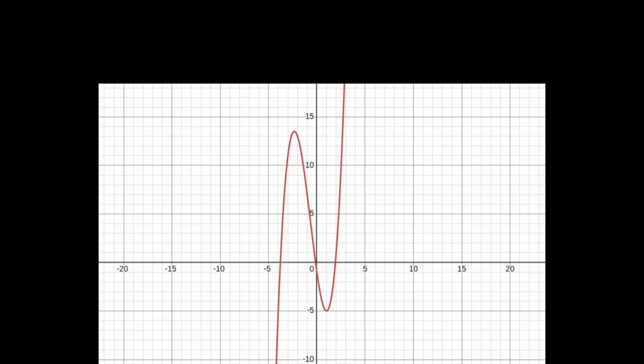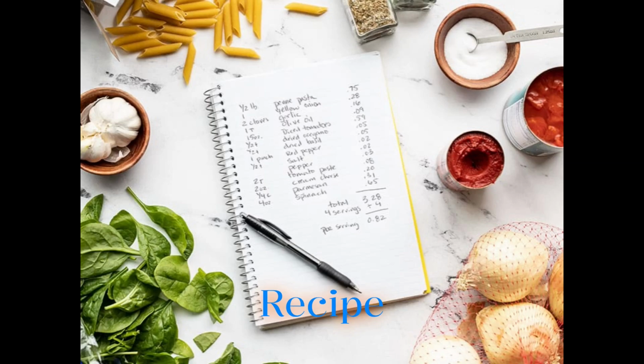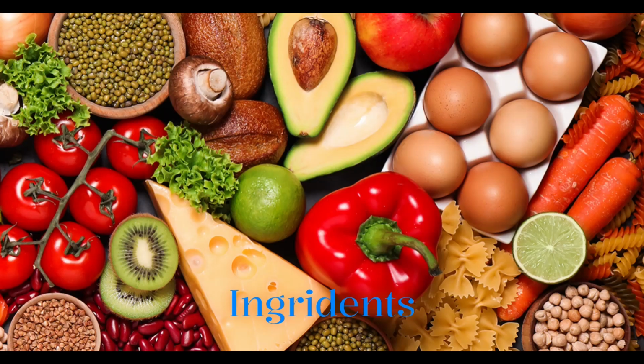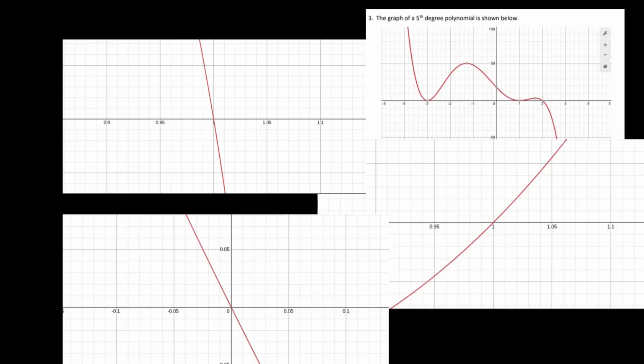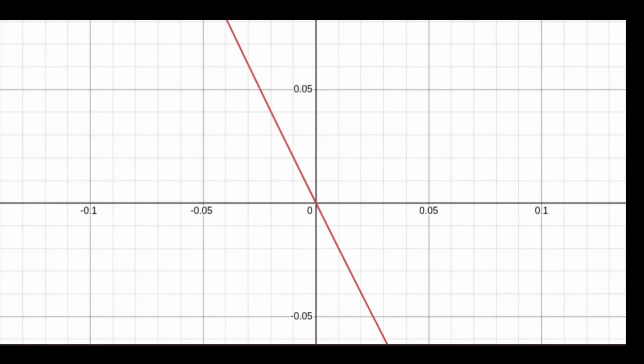Now to make our algorithm, we need a recipe, and we'll be requiring some ingredients. Let's start with the recipe first. If we look carefully, this one and the other ones, you'll find something common in most of them. And it is that around the roots, the value of function changes from positive to negative and vice versa.